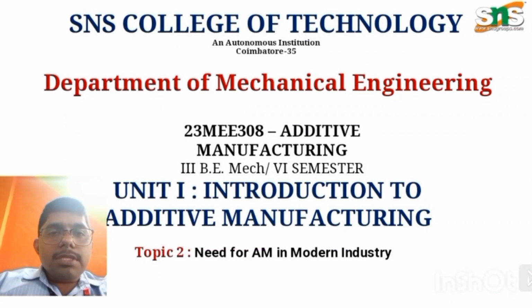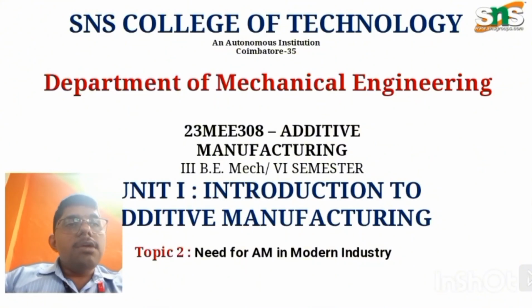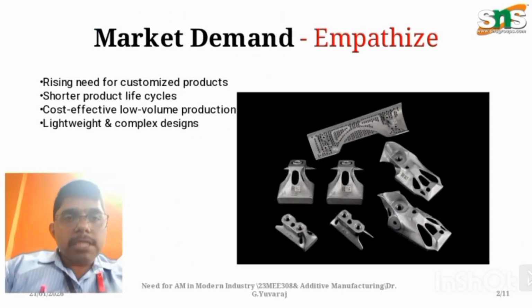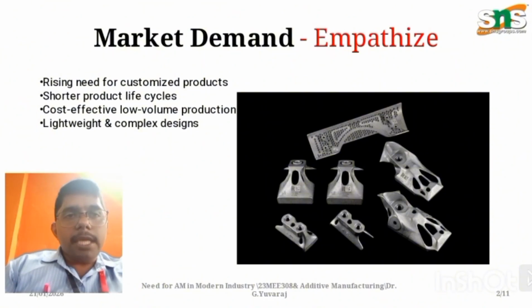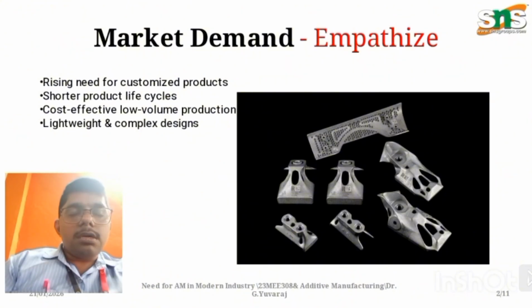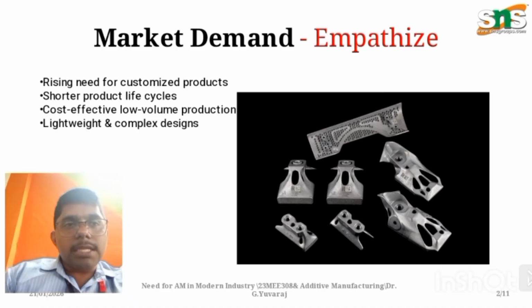So today we are going to talk about the need for additive manufacturing methods in modern industry. In the earlier class we discussed what is meant by additive manufacturing, what parts can be manufactured, and the history of how additive manufacturing has evolved. We also came across examples of the kinds of shapes we can manufacture in my earlier session. But in this session we need to know why we need to go for additive manufacturing. That is the important thing.